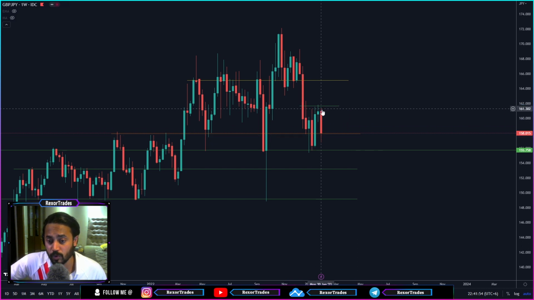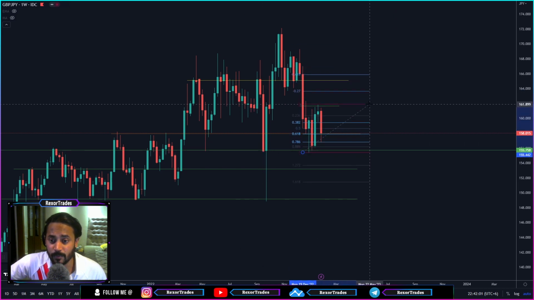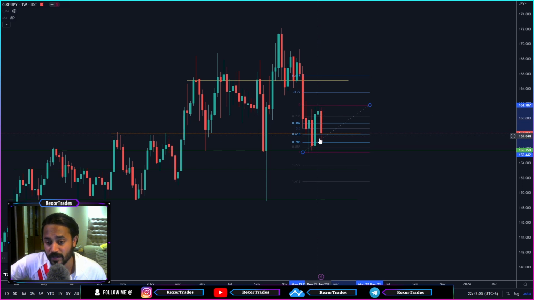Now this pullback move from GBPJPY after this bullish engulfing move was exactly at 0.786 on the FEB level, as you can see over here, and right after a retest on that FEB level it faced some strong price ejection over here, as you can see.